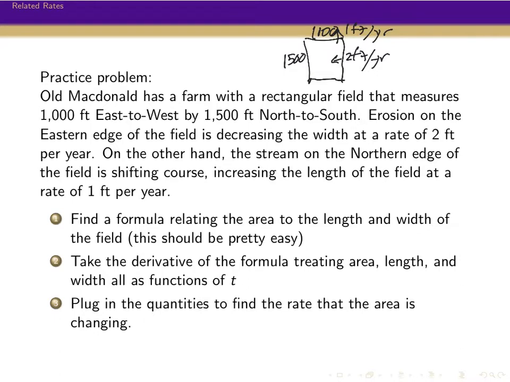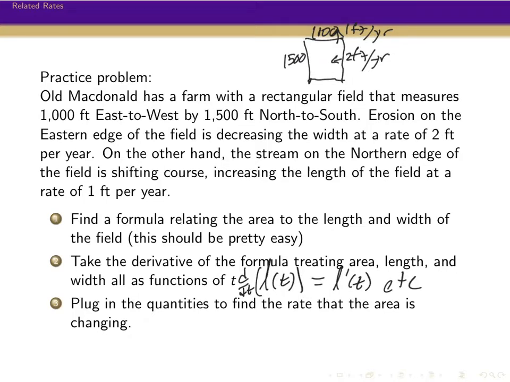Okay, so the first step, we're going to go through the same steps that we did for the Cobb-Douglas equation. The first step is just find a formula relating area to length and width. Right, so given length and width of a rectangle, how do you find the area? That's the formula we're using here. Then once you have that formula, take the derivative of it, treating area, length, and width all as being functions of t. So if L of t is our length, when you take the derivative of it, just call its derivative L prime of t, etc.